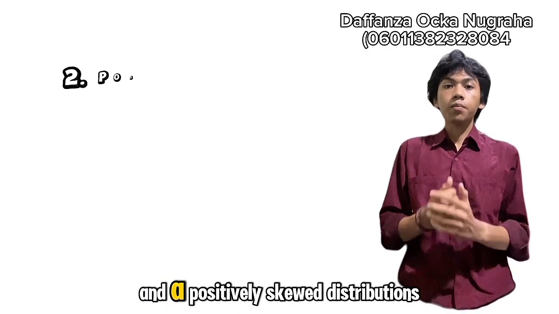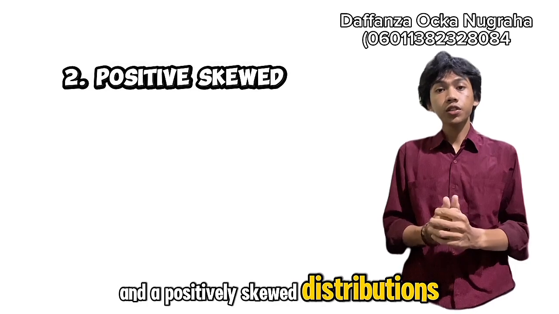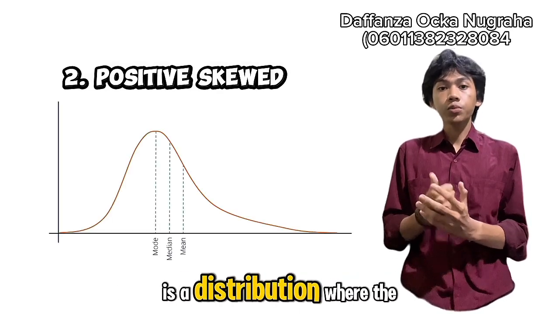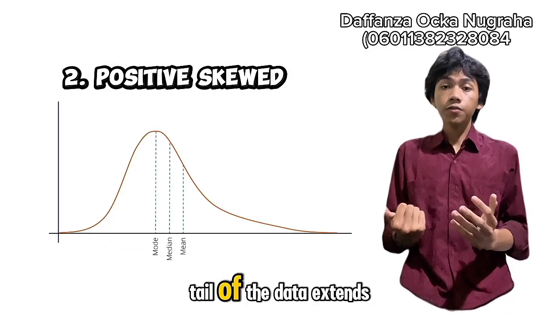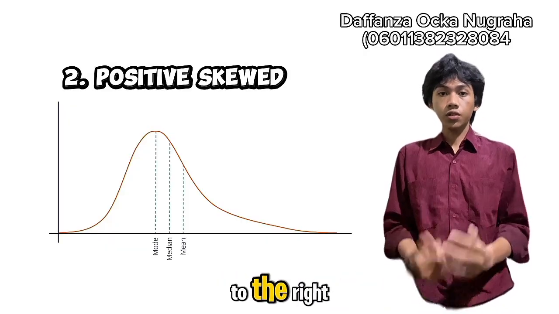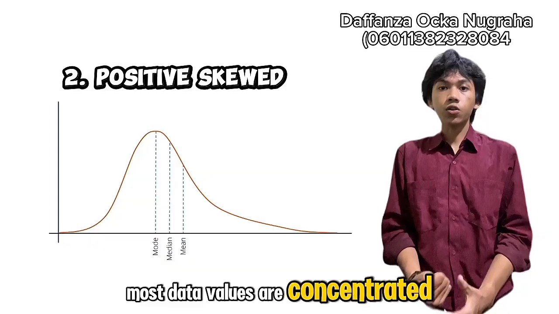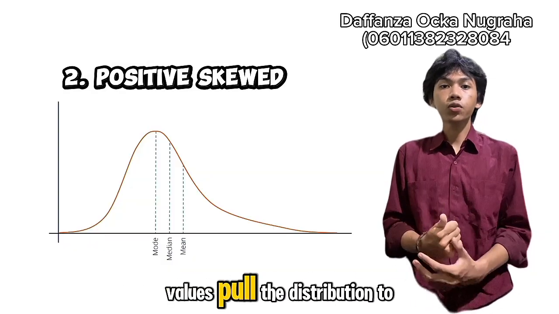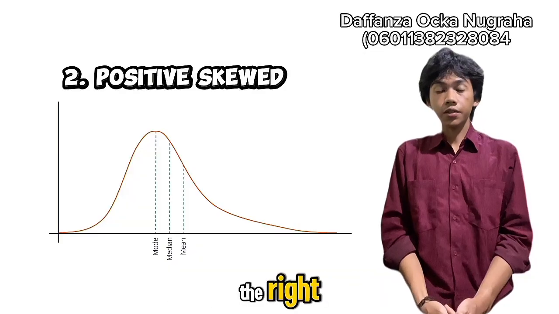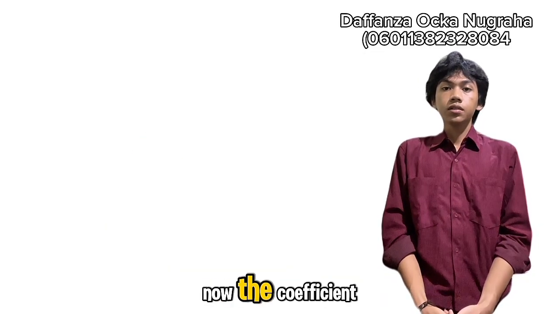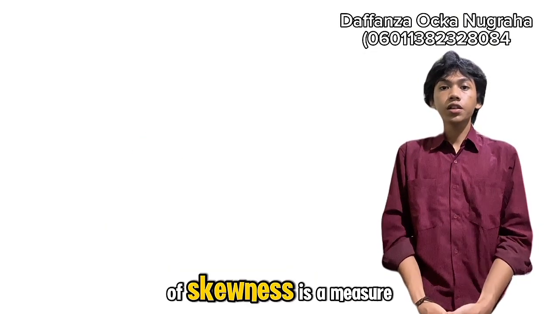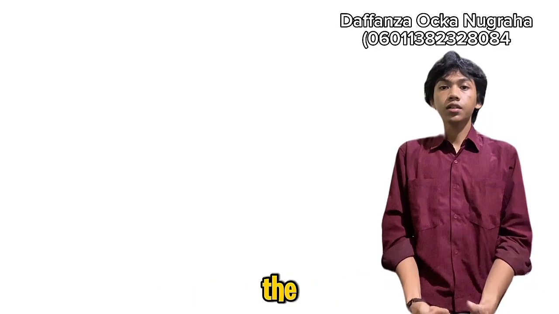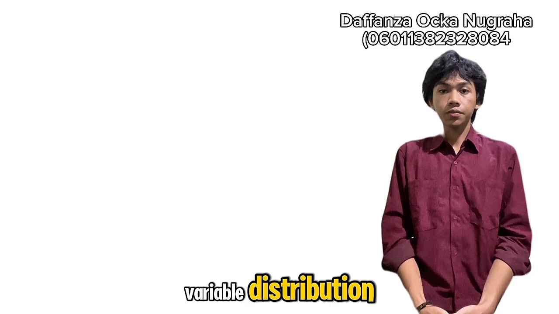And a positively skewed distribution, or right skewed, is a distribution where the tail of the data extends to the right. Most data values are concentrated on the left, and a few very high values pull the distribution to the right. Now, the coefficient of skewness is a measure for the degree of symmetry in the variable distribution.